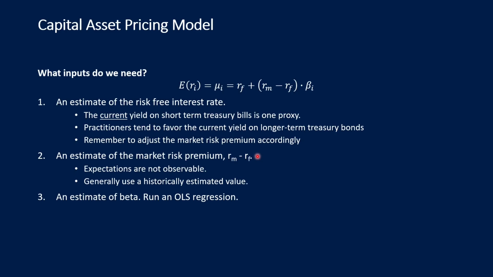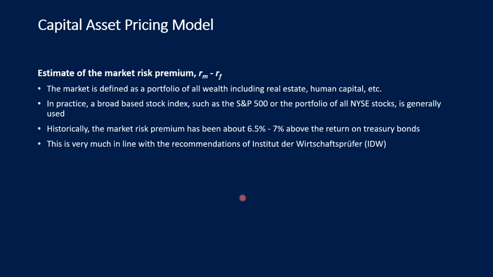We need an estimate of the market risk premium, so of this part. The expectations are not observable, but generally a historical estimate is used here. And of course we need a beta, so just run an OLS regression. The estimate of the market risk premium is still an open issue, of course.